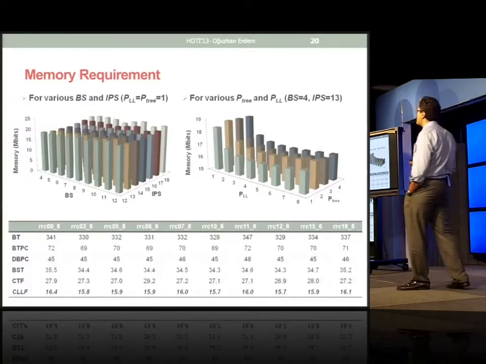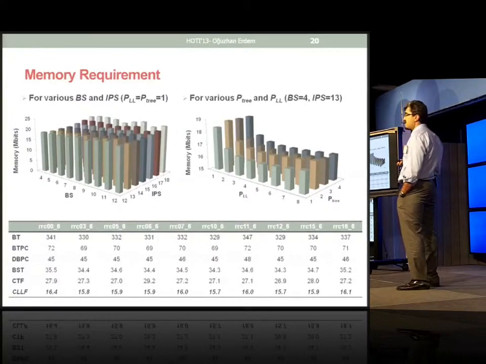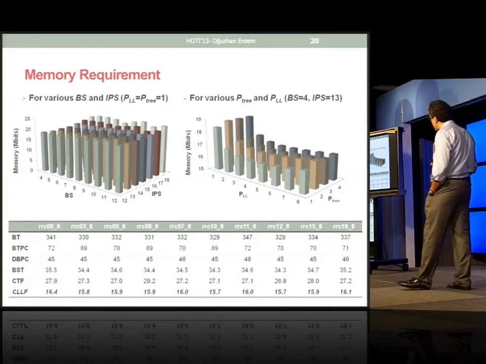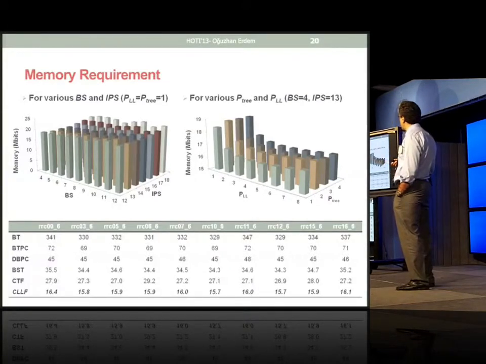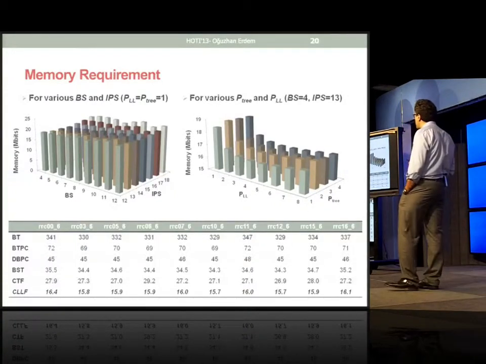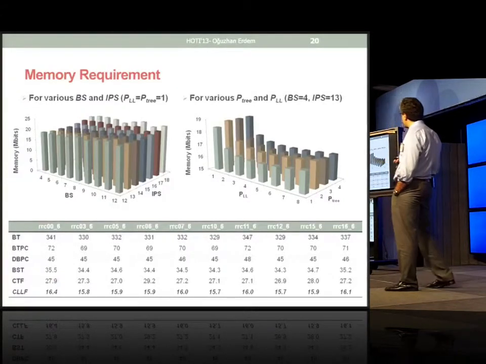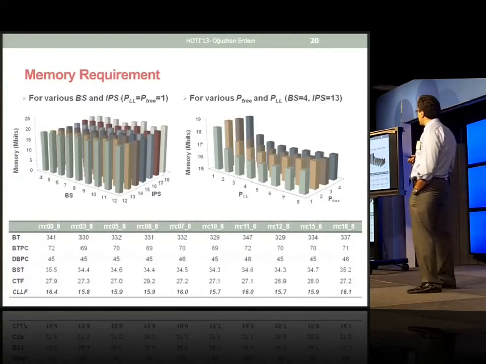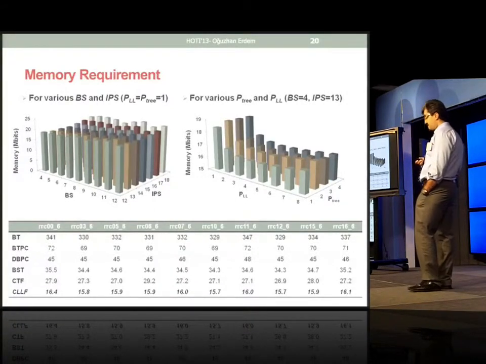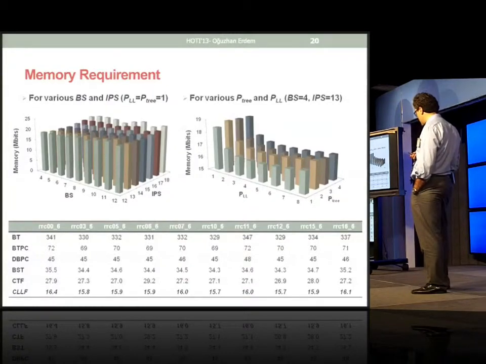First of all, I'm going to show our memory results. The first two figures show the change of memory requirement based on the BS, IPS, P3, and PLL values. The table compares the memory requirement of the state-of-the-art algorithms. These candidates are binary trie with path compression, distance-bounded path compression, binary search tree, compact trie-forest, and our data structure. The results confirm that our data structure provides substantial memory saving when compared to the existing solutions.